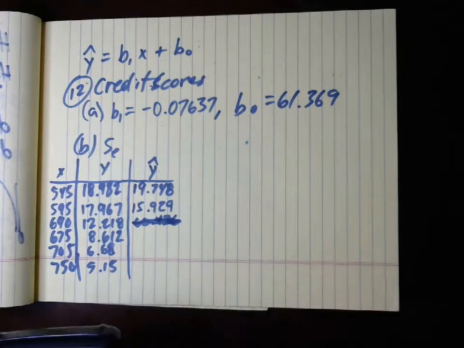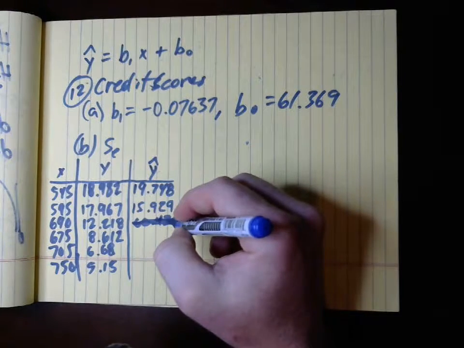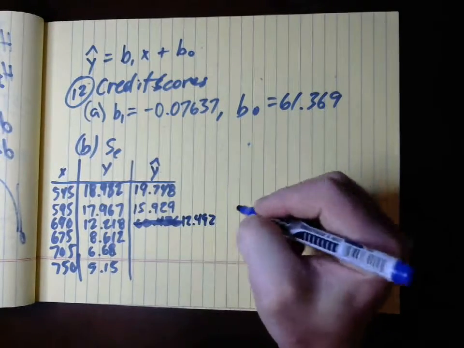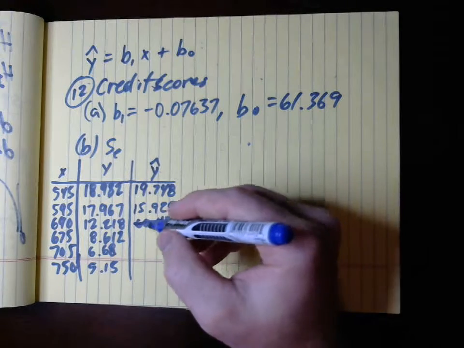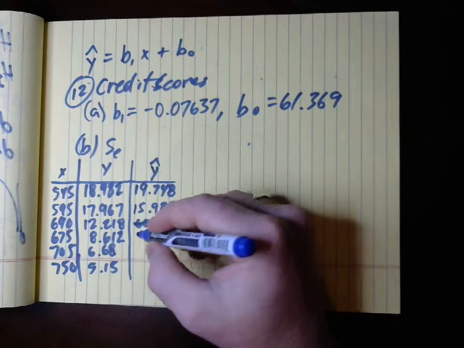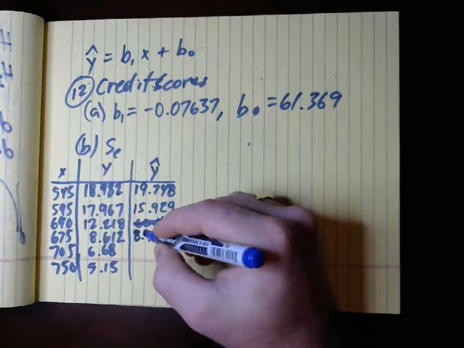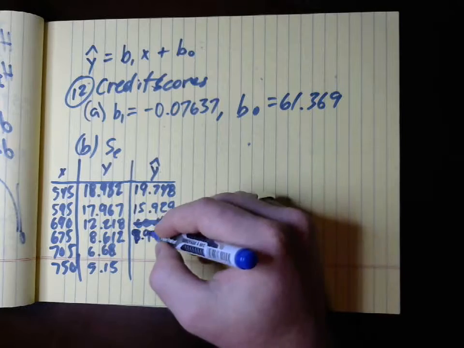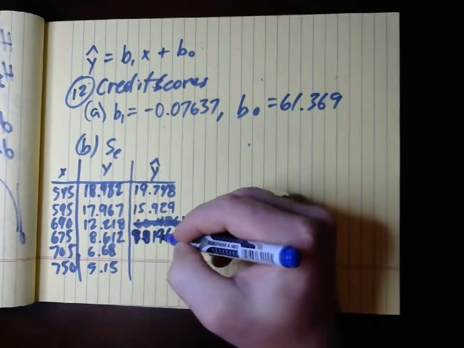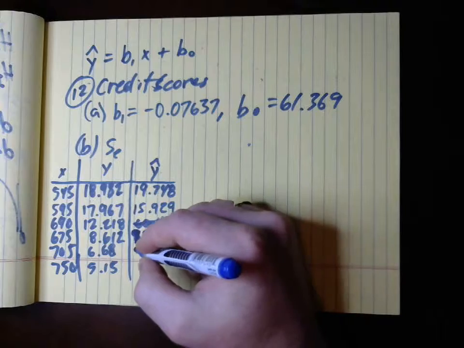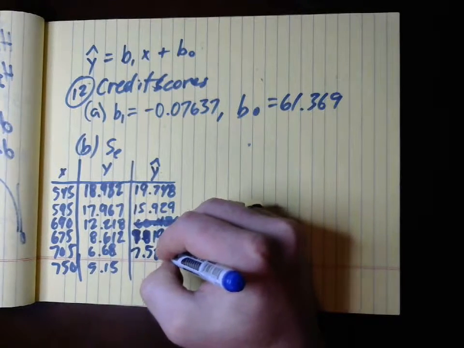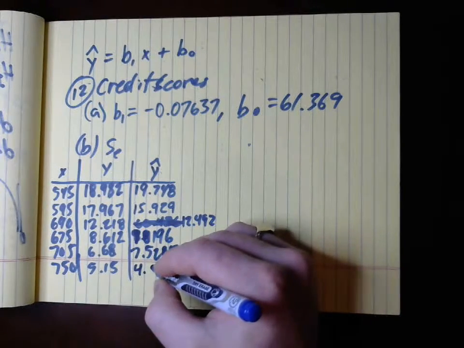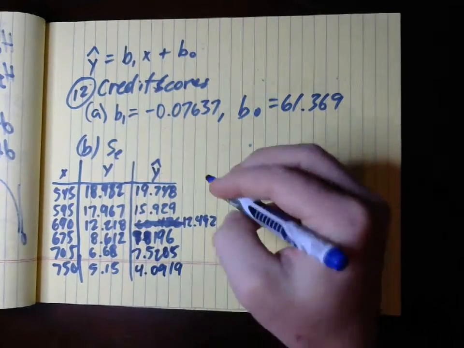All right, so I have the values 12.492. And then we have 9.8196. 7.5285, and then 4.0919. All right.